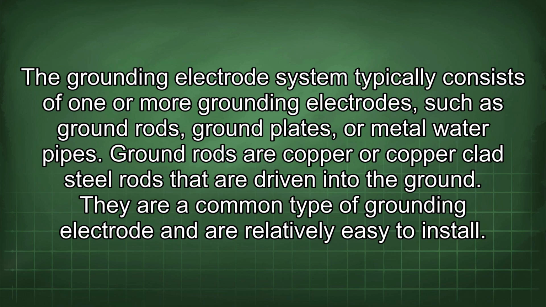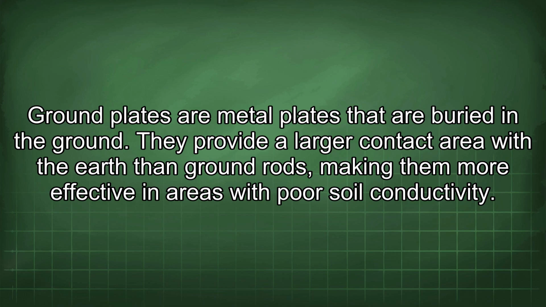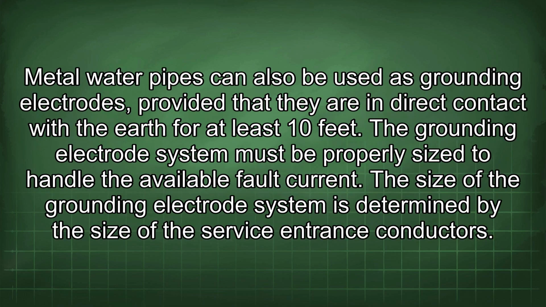Ground rods are copper or copper-clad steel rods that are driven into the ground. They are a common type of grounding electrode and are relatively easy to install. Ground plates are metal plates that are buried in the ground. They provide a larger contact area with the earth than ground rods, making them more effective in areas with poor soil conductivity. Metal water pipes can also be used as grounding electrodes, provided that they are in direct contact with the earth for at least 10 feet.